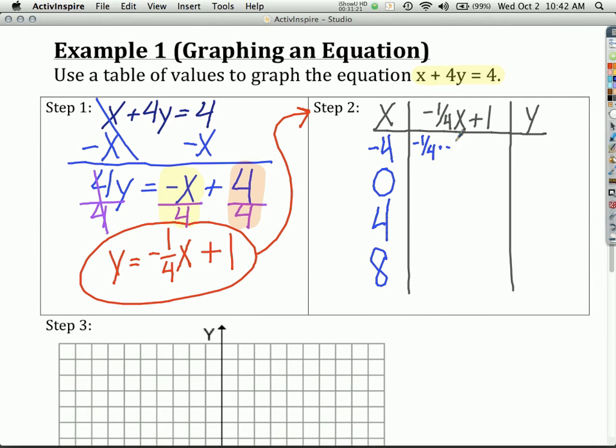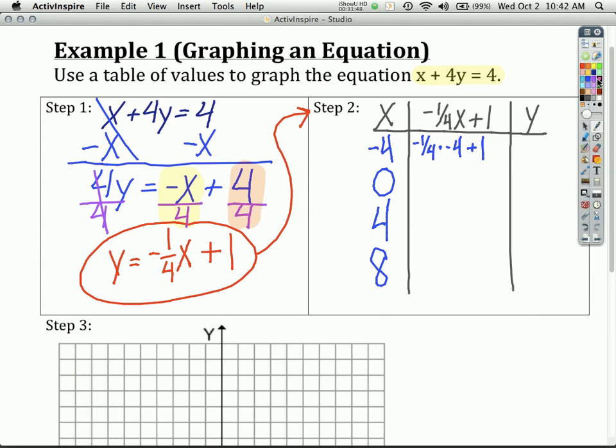-1/4 times -4 plus 1. What do we get? Aliana? 11. We do not, unfortunately, get 11. You don't need a calculator for this. That's why we chose those numbers. Maria? 0. You do not, unfortunately, get 0. I'm sorry. We're missing basic detail. Eric? 2. You get 2. You get an output of 2.